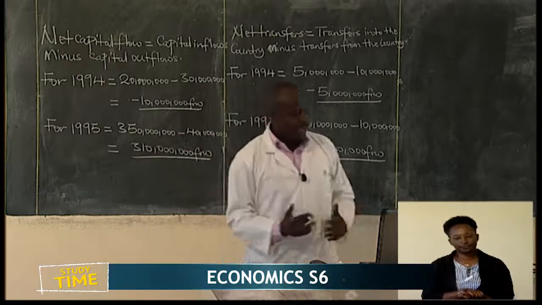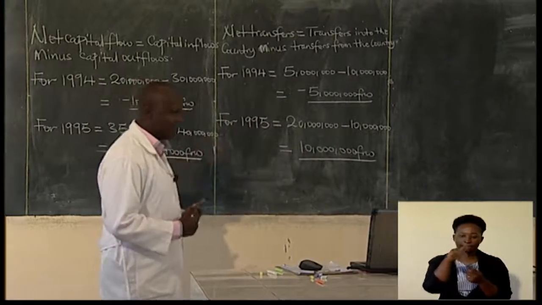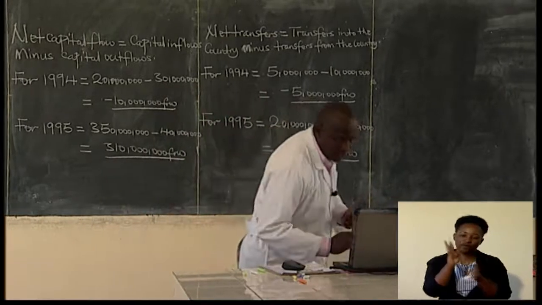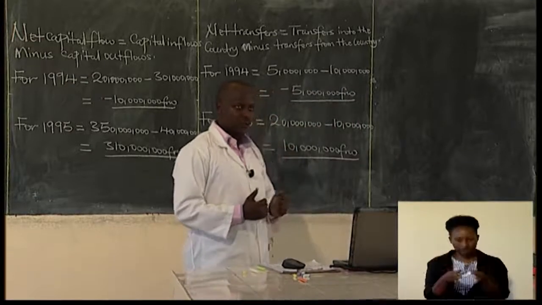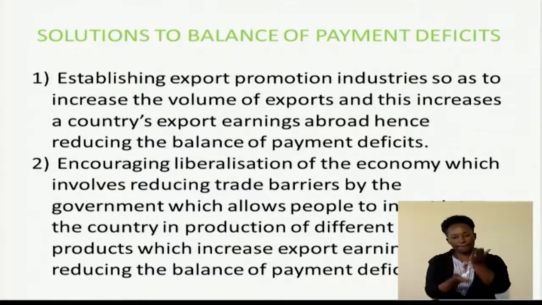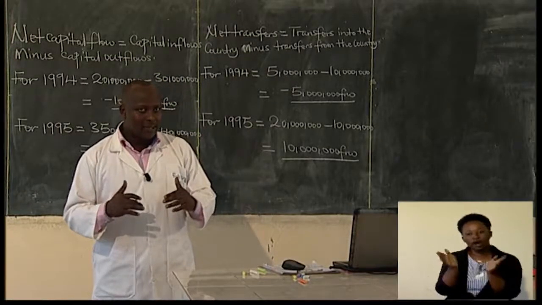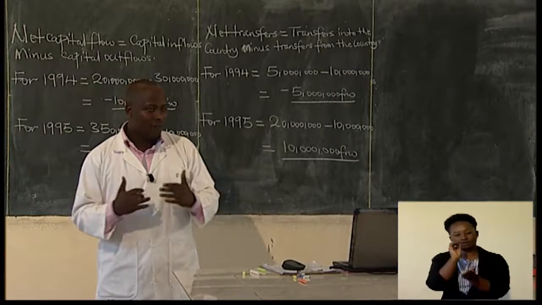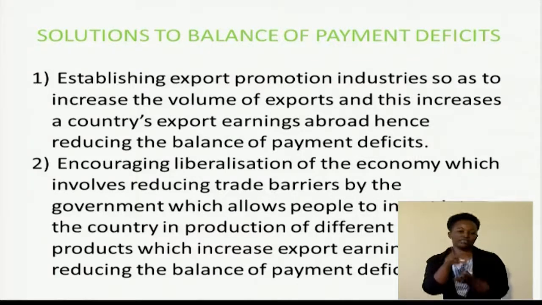Now, learners, after understanding how we calculate the net capital flow and the net transfers, I want you to think, what could be the measures, solutions to balance of payment deficits? How can we solve the BOP problems, or BOP deficit? You remember what we learned in the previous lessons. We learned about balance of payment positions. And among the balance of payment positions, we have what we call a balance of payment deficit, or an unfavorable balance of payment.